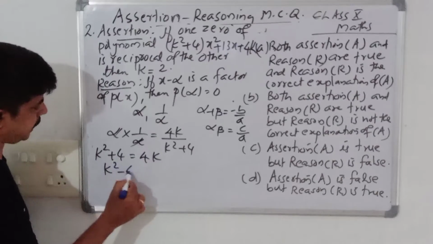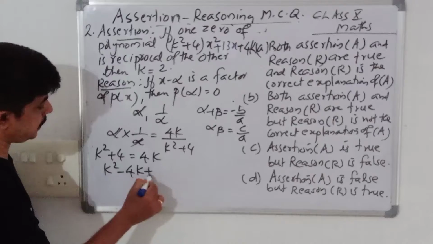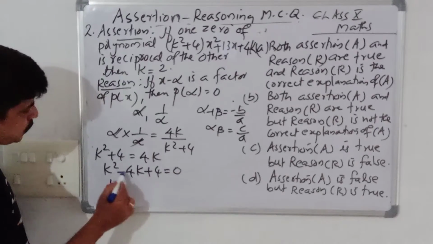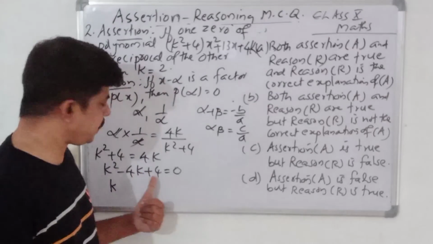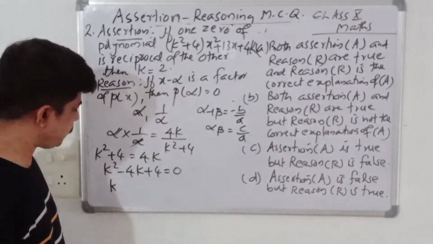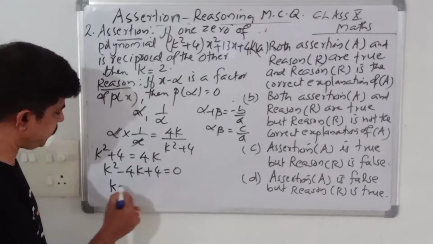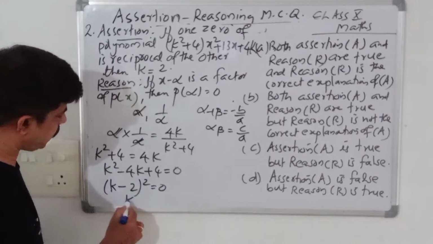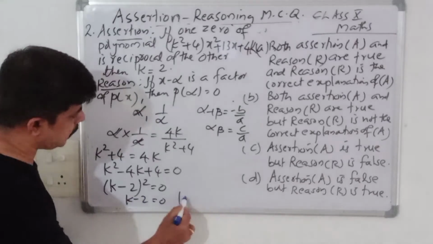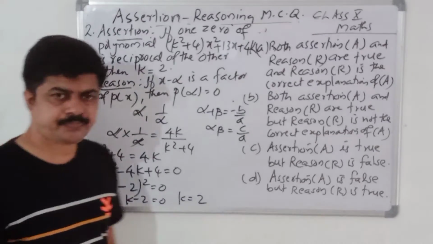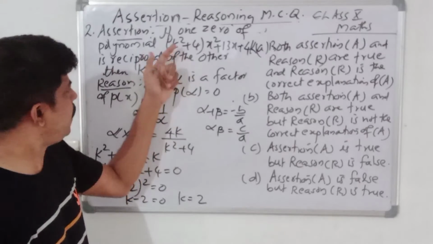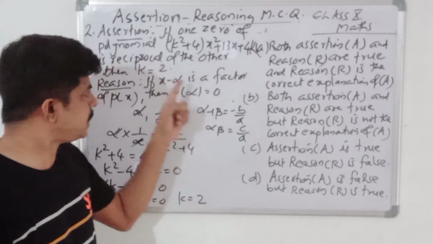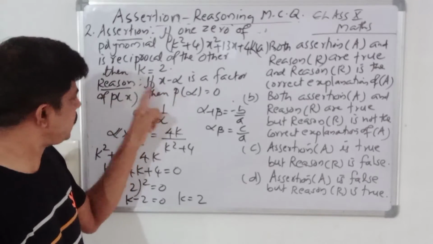K square minus 4k plus 4 is equal to 0. We can factorize it using a square minus 2ab plus b square. Therefore, k minus 2 whole square is equal to 0. Therefore, k minus 2 is equal to 0, and the value of k is equal to 2. Therefore, our assertion, the first statement, is absolutely correct. Now we will go for the second statement.